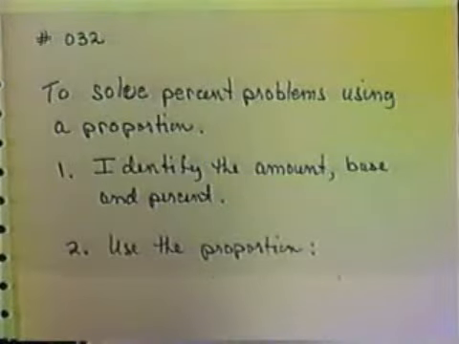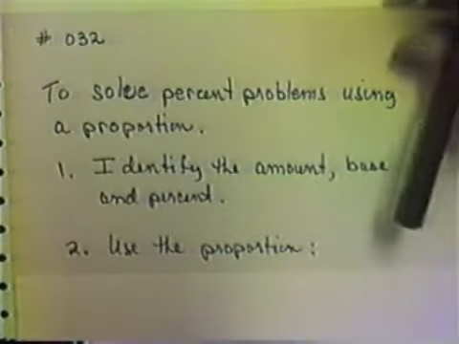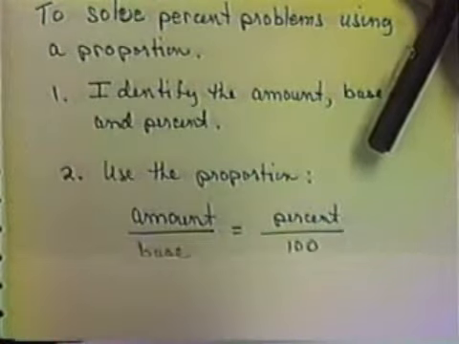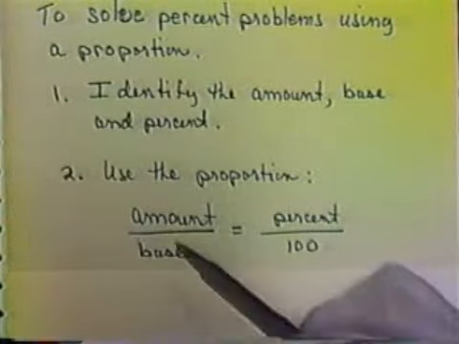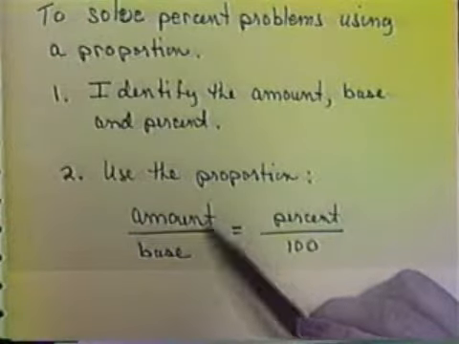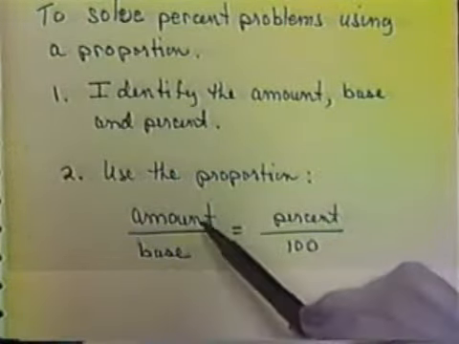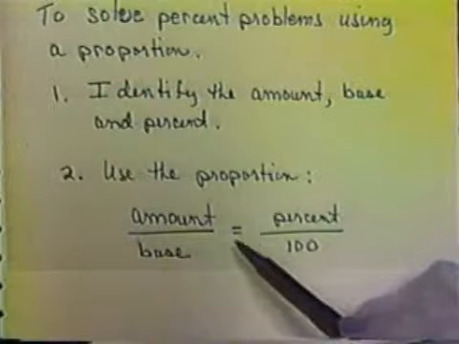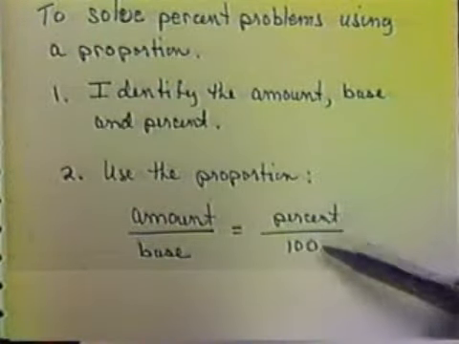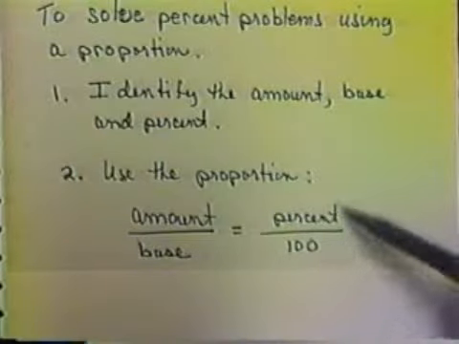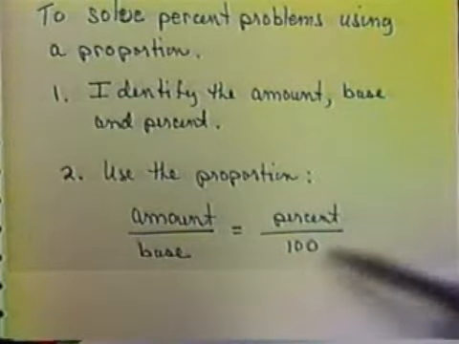The second thing we want to do is use this proportion to set up our problem. It's going to be the amount divided by the base. The ratio amount to base is the same as the percent to 100. Now remember, the percent is based on 100. So this is going to be an equivalent relationship.